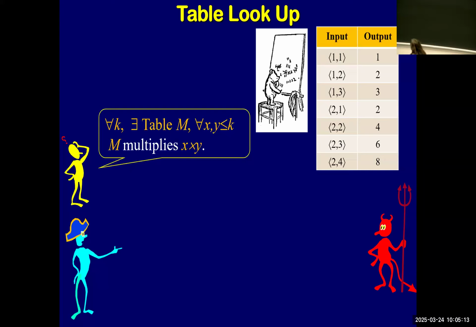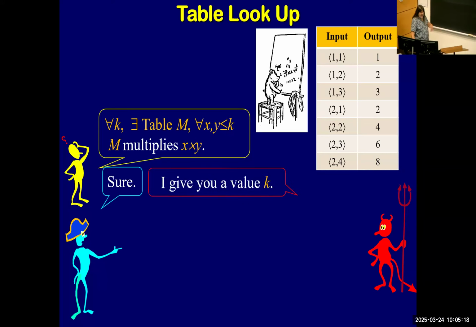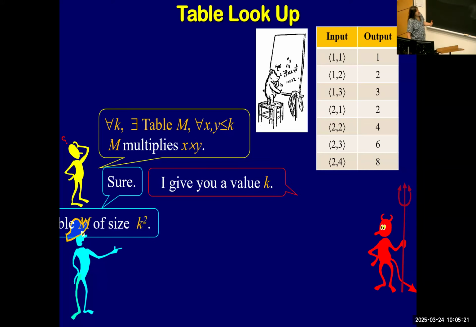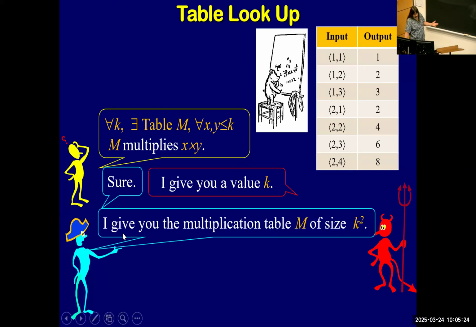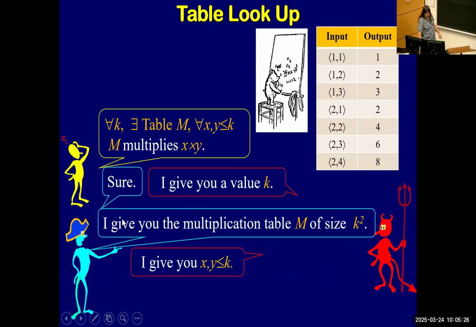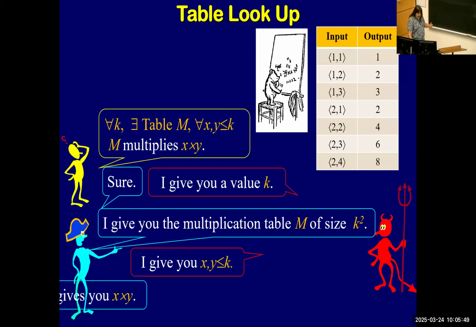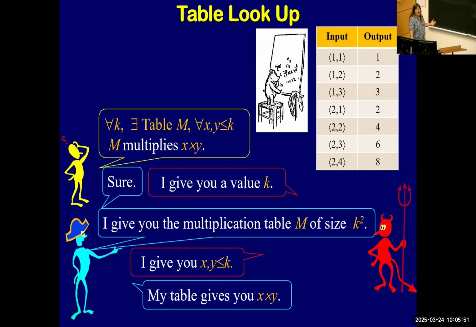Sure, it's true. What is it saying? The adversary gives me a k. Then I'm going to give you a table like this. How many entries is it going to have? Well, there are k values of x and k values of y, so the size of this table is k squared. Then the adversary gives you 2 values, x and y, and sure enough, the table can multiply them. Everybody buy this?